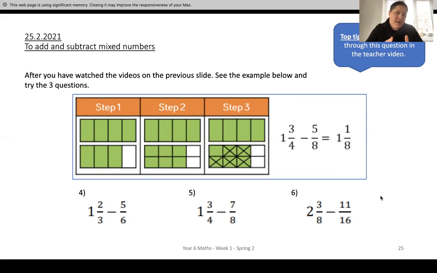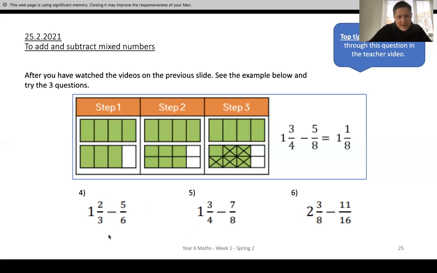So the important part there, Year 6, was the conversion of the fraction. Just like before, my 3/4 changed into 6/8. Double the 4 to get to 8, so double the numerator to get to 6, 6/8. And once I had 6/8, take away 5/8, that was pretty easy. I had 1/8 left. So you can use your bars to help you if you want to.